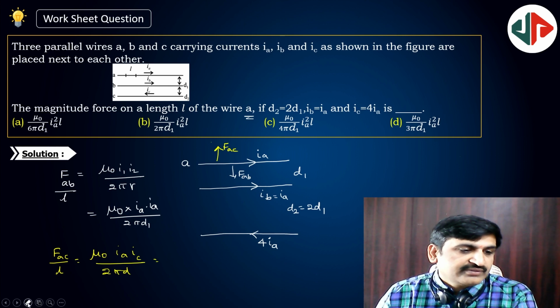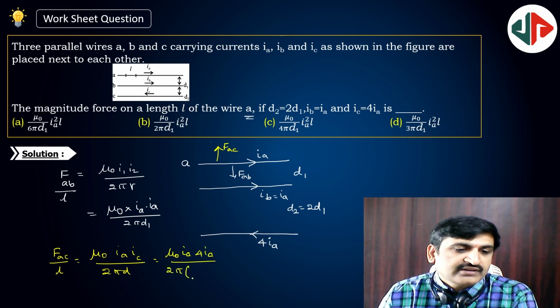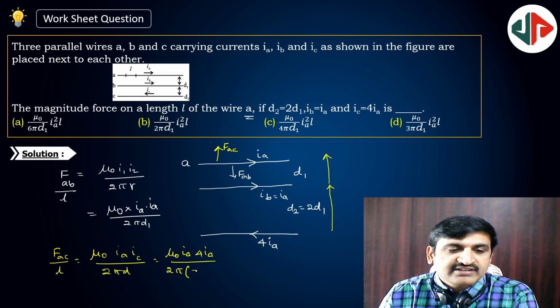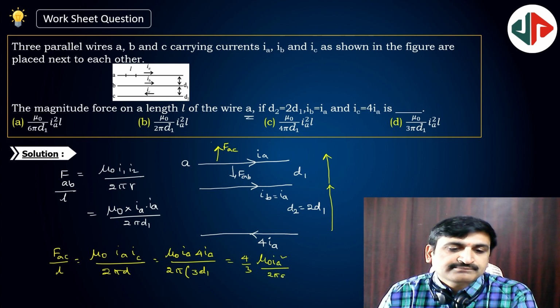Let's continue from here. So μ0 I_A by... 4 I_A by 2π into distance. The distance is up to here 2d1 and up to here d1, so total 3d1. So this will be 4/3 of μ0 I_A² by 2πd.